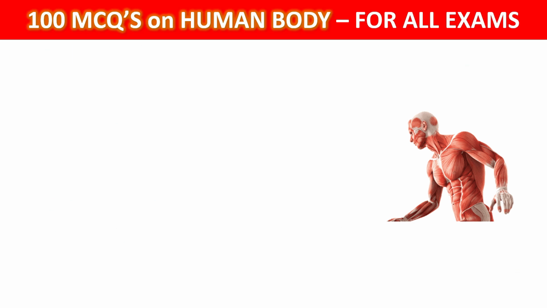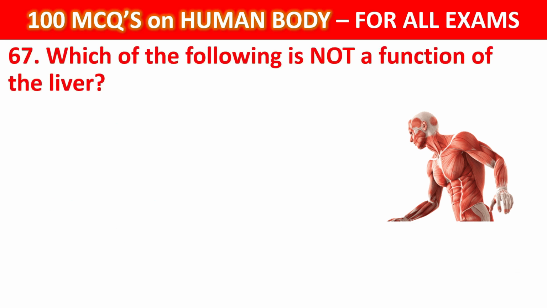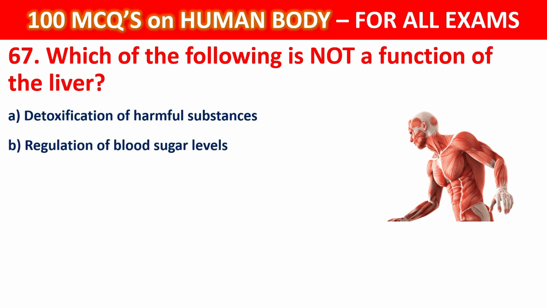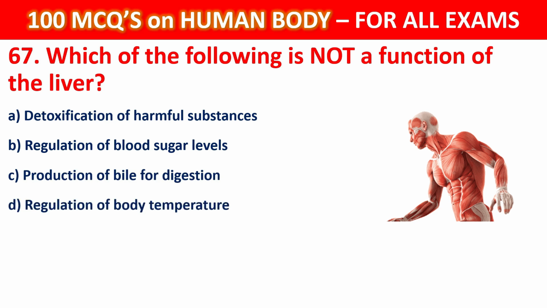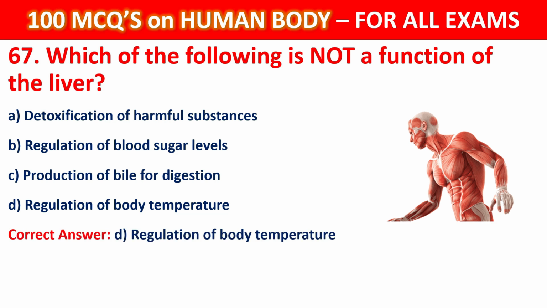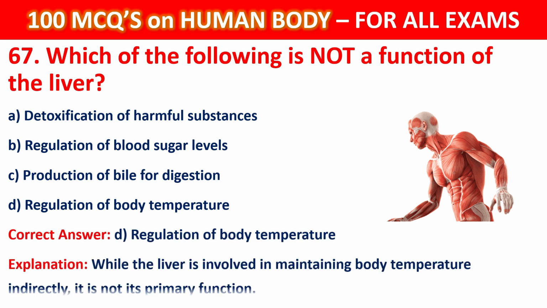Question number 67. Which of the following is not a function of the liver? Your options are detoxification of harmful substances, regulation of blood sugar levels, production of bile for digestion, or regulation of body temperature. The correct answer is D, that is regulation of body temperature. While the liver is involved in maintaining body temperature indirectly, it is not its primary function.